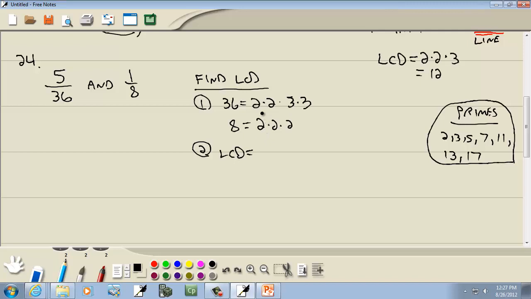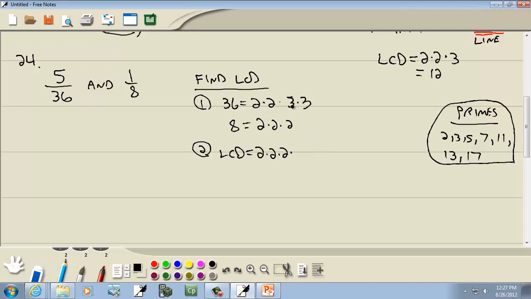Then we'll go to each prime. I'll start with the 2. We're looking for the greatest number of 2's on any single line. We're not counting how many there are. We're looking for the greatest number on any single line. There's 2 of them here. There's 3 of them here. So the greatest number of 2's on any single line is 3.